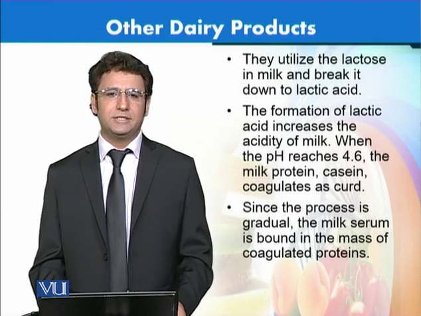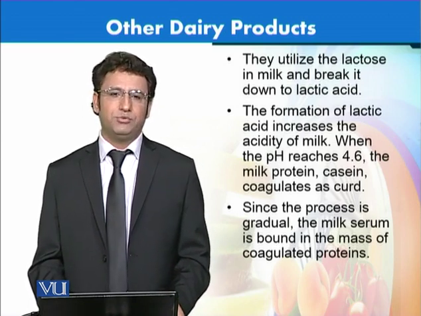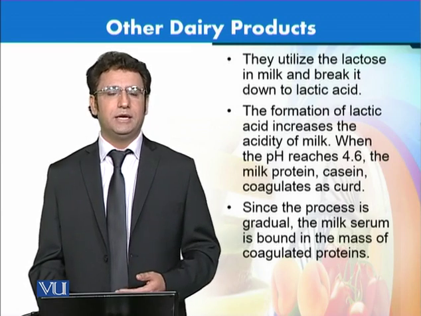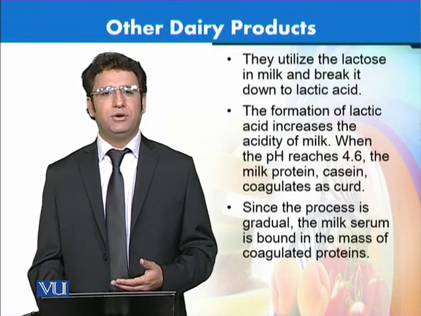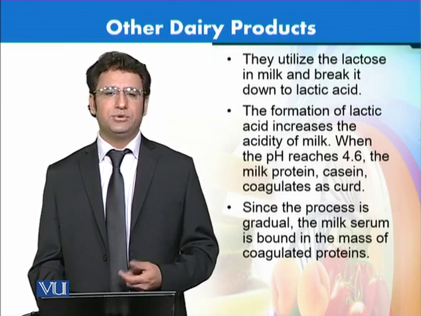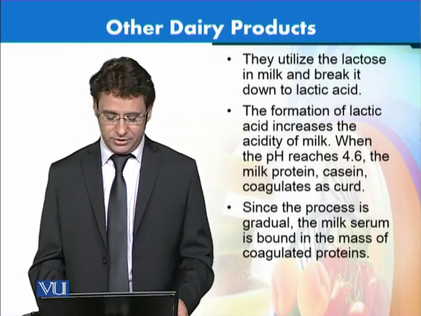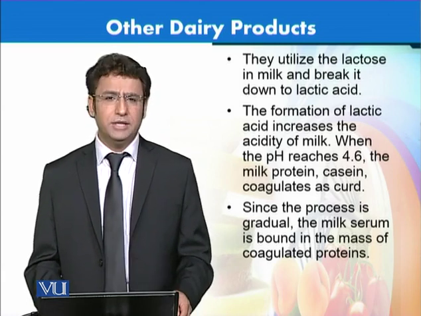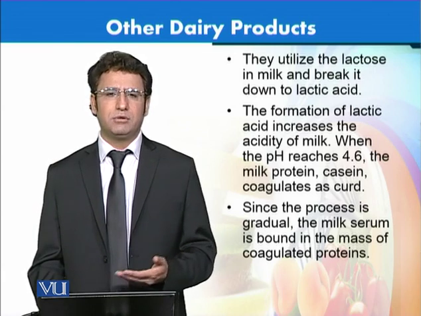And this lactic acid, because it's an acid, drops the pH to 4.6. This 4.6 is basically the isoelectric point of the protein casein. So this casein would curd, and that is the start of the formation of curd. So we need this pH of 4.6. This is a gradual process because the lactose is gradually consumed by microorganisms.